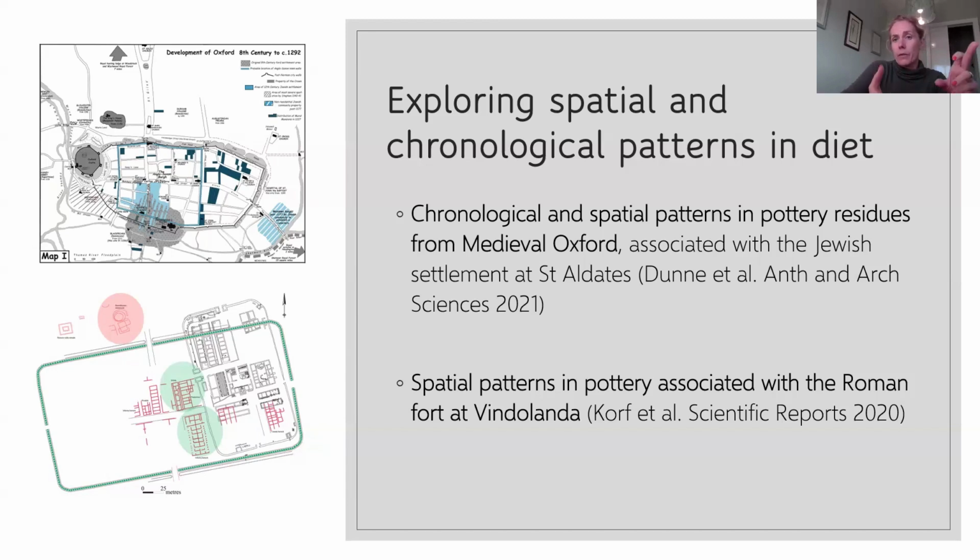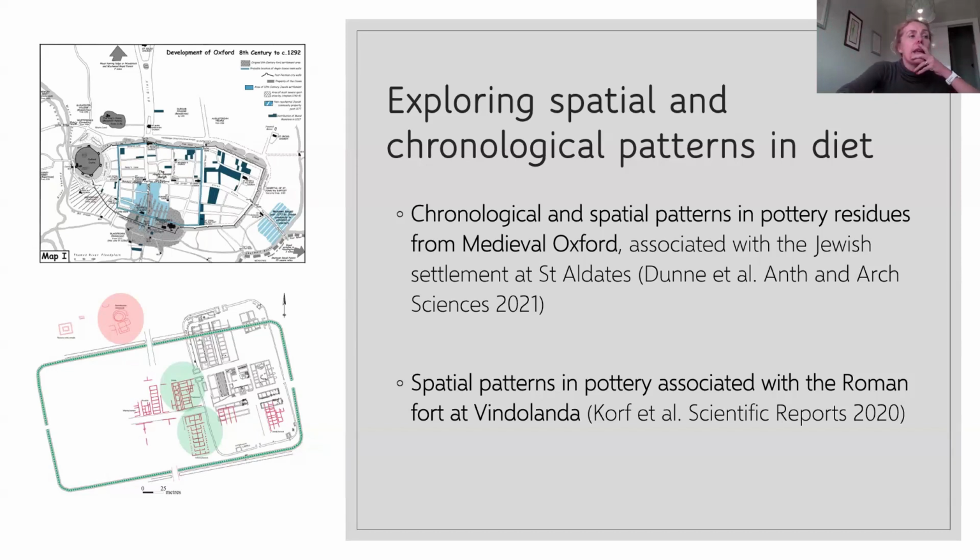And again, what this showed really clearly is quite distinct differences, with an almost complete absence of non-ruminants, so porcine or poultry fats, coming from residues associated with medieval Jewry. But as we see quite typically in the medieval period, these were present in quite high abundance, both in the earlier pottery from the late Saxon layers, but also from contemporaneous medieval contexts from elsewhere in Oxford.